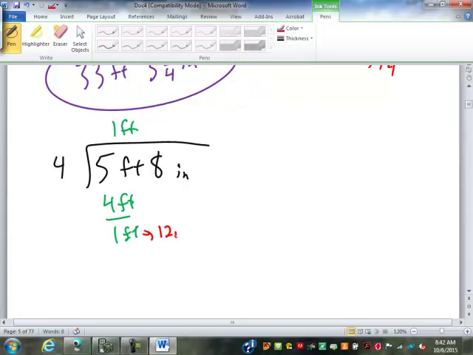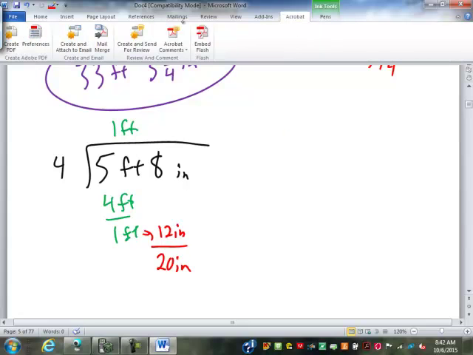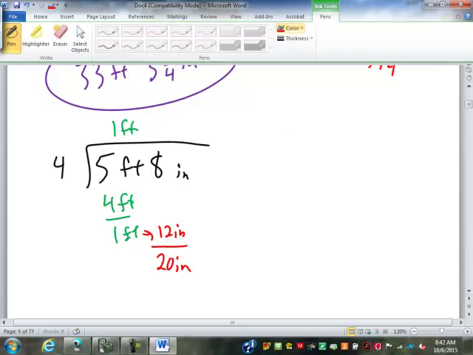That 1 foot's 12 inches. Bring down the 8, is 20 inches. And divide by 4 is 5 inches. So 5 feet 8 inches cut into 4 equal pieces is 1 foot 5 inches each. Any questions?